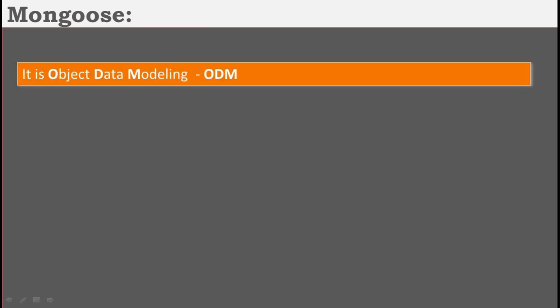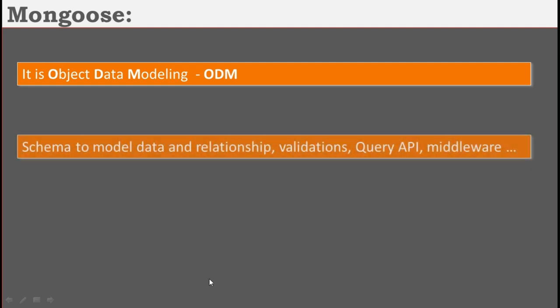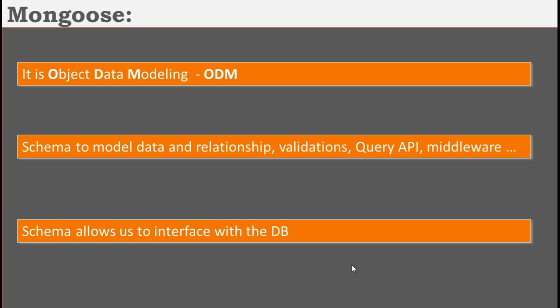Okay, next. What is Mongoose? Mongoose is an object data modeling library for MongoDB and Node.js, and it provides a higher level of abstraction for interacting with the database from other applications. We can use the regular MongoDB driver to connect with the database, but we are using Mongoose because it provides much more functionality and features than MongoDB. It allows us to develop our applications faster and more simply. Those features are: schema, to model our data and relationships; and validations. Model is the wrapper around the schema. This allows us to interface with the database for performing the CRUD operations.